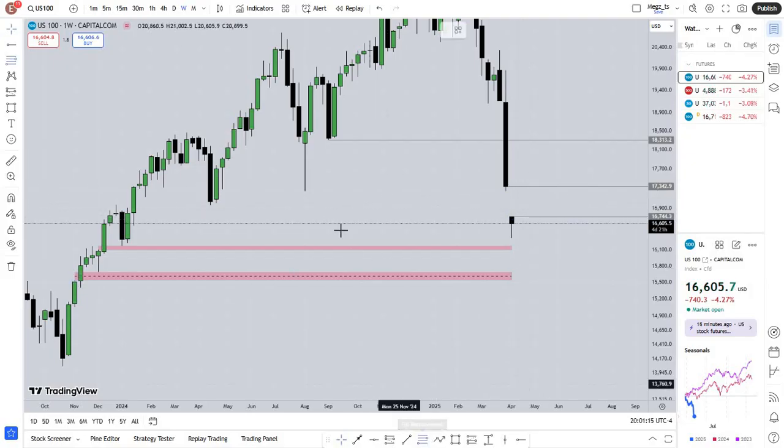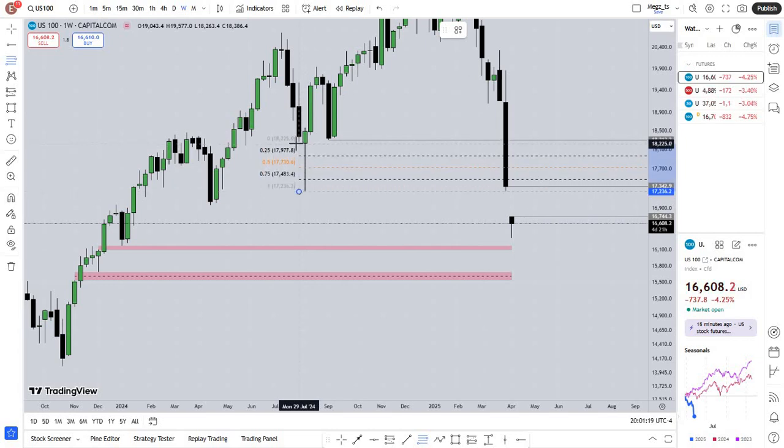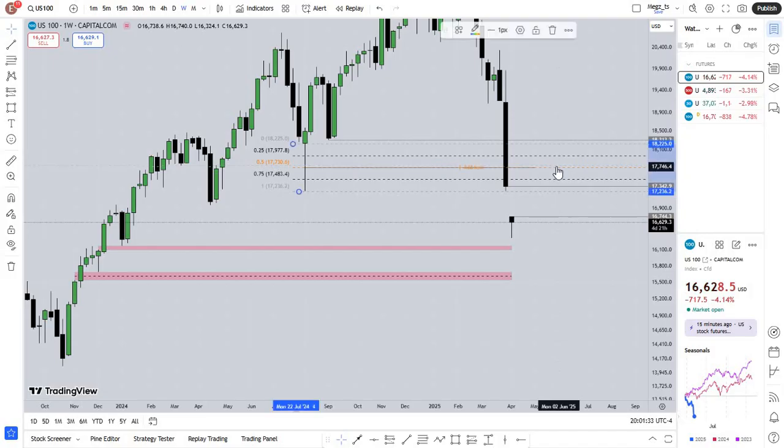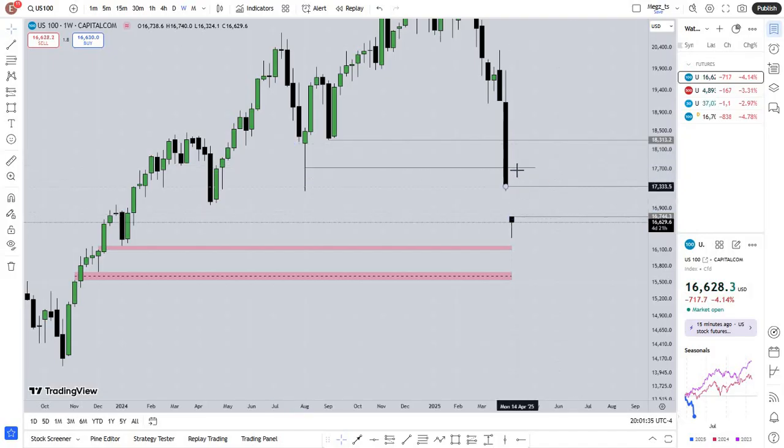I also want you to pay attention to this week right here, looking at the consequent encroachment of the week. Pay attention to that also because we might decide to go through this new week opening gap and then slam lower, but we're still looking for lower prices here. There's no bullishness here, in my opinion, yet. It's bearish until proven otherwise.